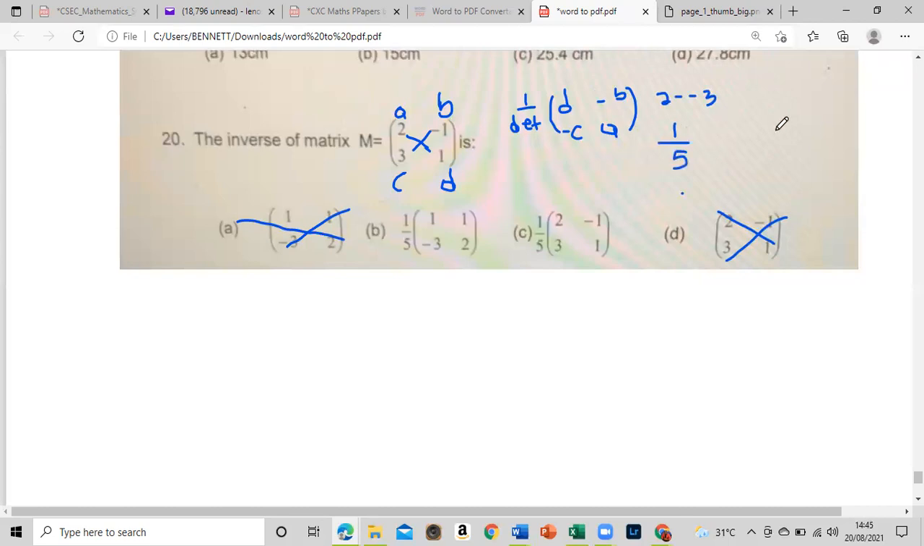All right, remember what we're going to do now? A is going to go where D is. So A is 2, so 2 is going to go here. And 1 is going to go here. Change the negative, so this is going to become positive, and this becomes negative. So this is 1, 1. Oh, it's B. Yeah, man.